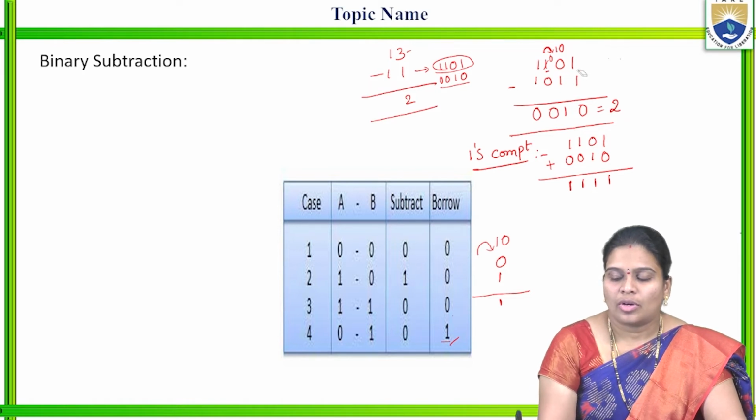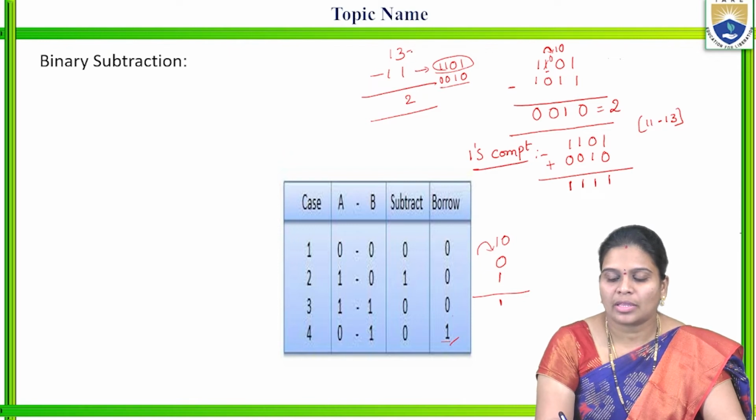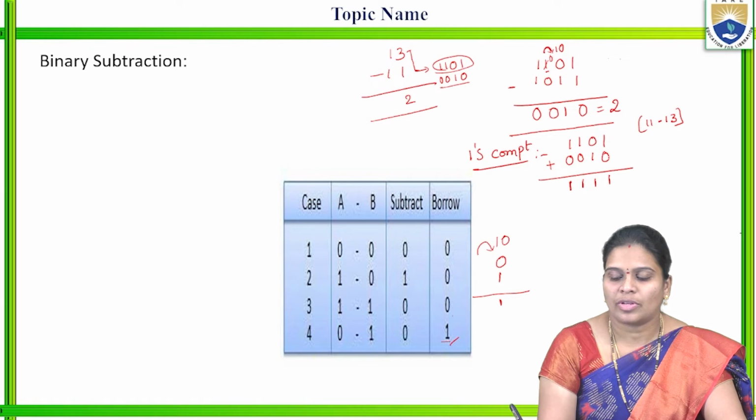So here we are taking the 11 minus 13. Why? Because this value is the 13 value. So here we are applying the 1's complement of this 13, which equals 0, 0, 1, 0. So 0, 0, 1, 0 and add the 1, 0, 1, 1. So here we are getting the value: 1 plus 0 is 1, 1 plus 1 is 1, 0, 1, 1.